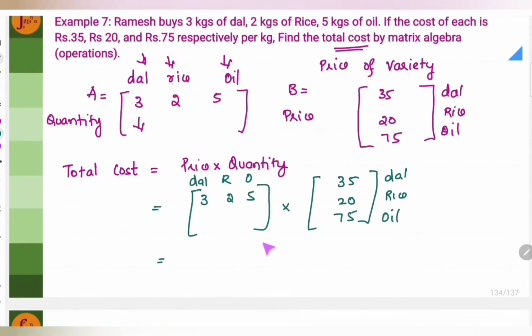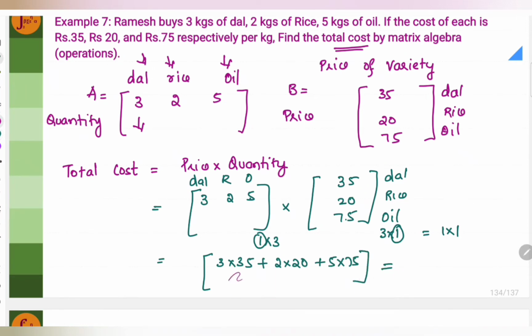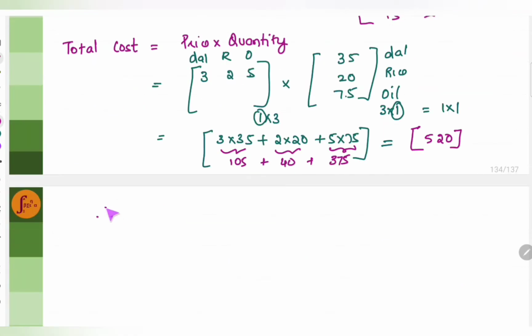Now let's arrive at the order. This is 1 row and 3 columns. This is 3 rows and 1 column. So the order of the final matrix would be 1 by 1. You take the row count of the first and the column count of the second matrix. So basically you'll have only 1 element in the matrix. So 3 into 35 plus 2 into 20 plus 5 into 75. This is that one single element. So this is going to be 105, 40, 375. Now let's total this up. We'll get 520. Therefore, the total cost is rupees 520.